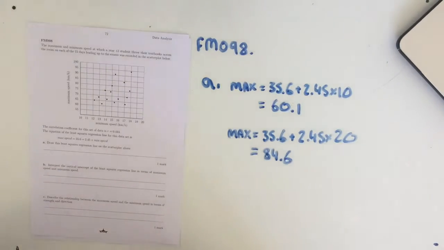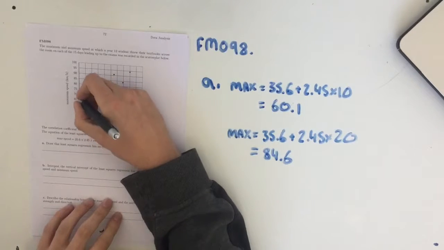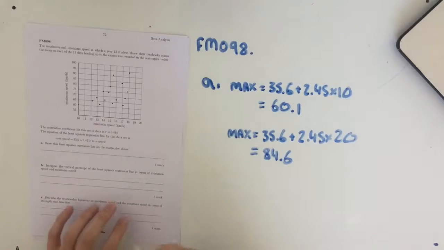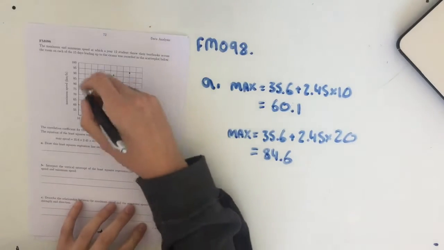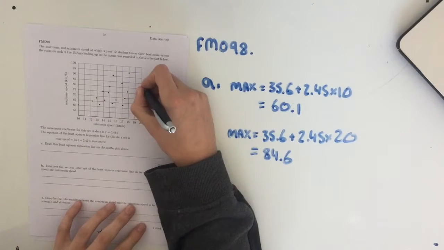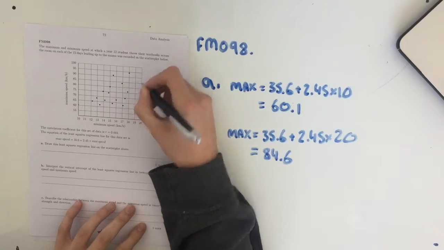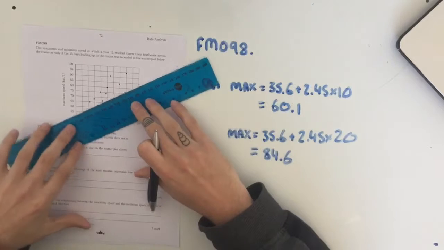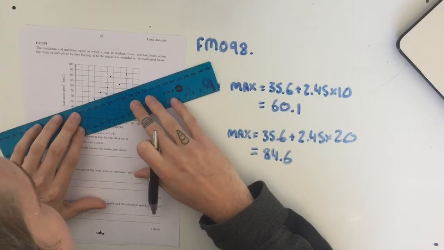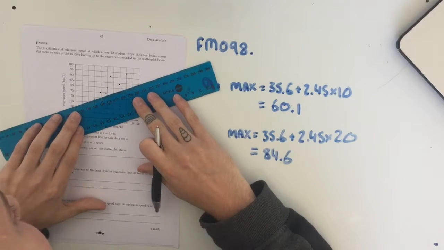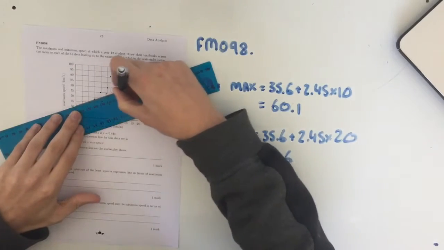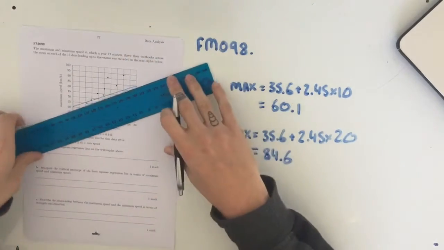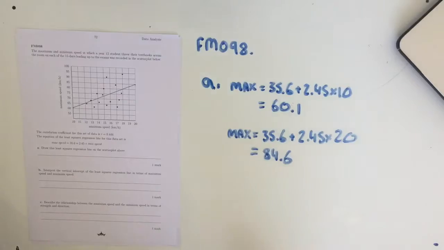I've got one just above 60. So here I can put a little dot just above 60, and 84.6 just below 85. So at 20 over here, just below 85. Now I can grab my ruler and connect those points up. Cool. And there's my regression line. That's part A.